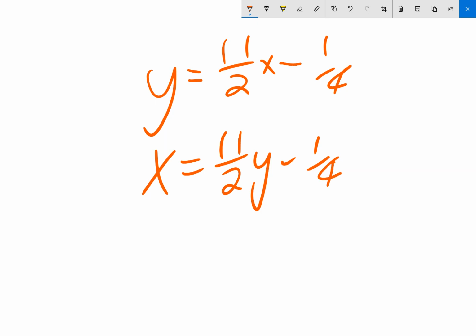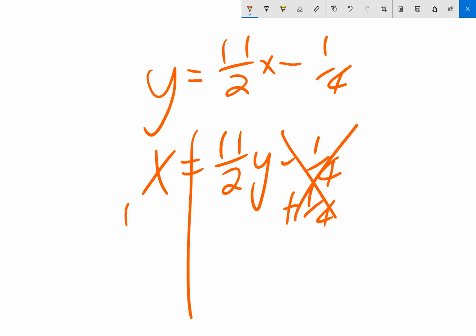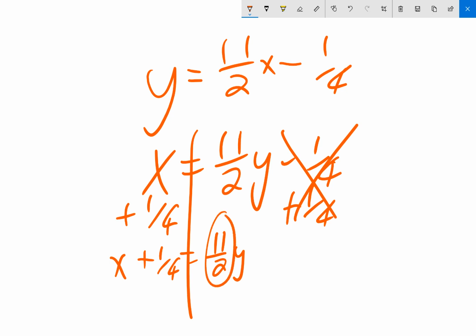Now to solve this, you just have to get the y by itself like anything else. I'm going to start by adding 1/4 so that I can move it over to the left side. So this will be x plus 1/4 equals 11 over 2y. Now, don't look at this as a fraction. Look at this as two different numbers, 11 being multiplied to y and 2 being divided. Let's take care of those one at a time. Let's say I want to undo dividing by 2. Well, then I'll multiply by 2.